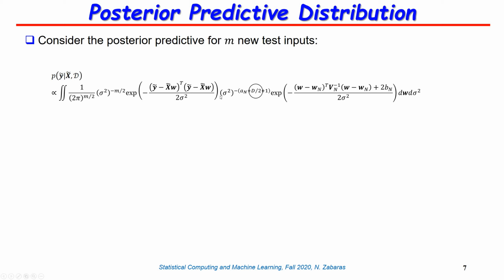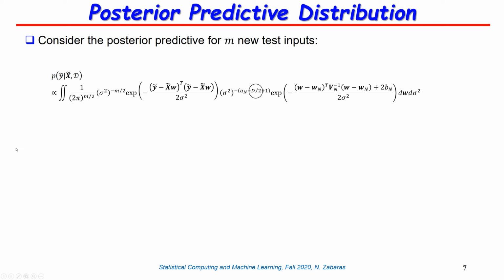It is nothing else but the likelihood, and you notice I am assuming here that I have m test inputs. That's how you get this m here, so that's my likelihood. And then I have the posterior that we computed with these updated parameters wn, vn, alpha n, and bn that we saw before in the earlier slide.